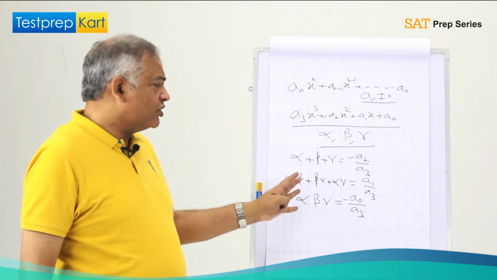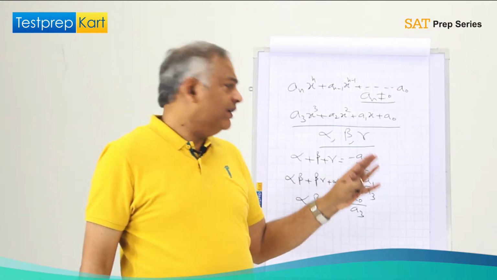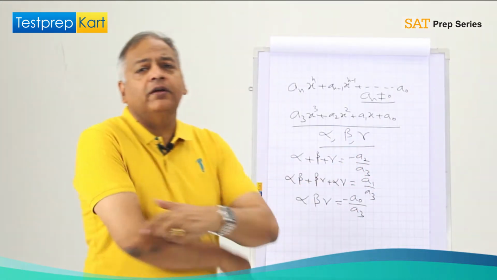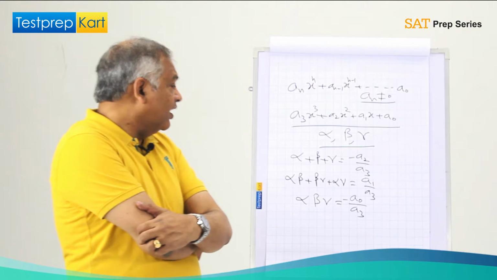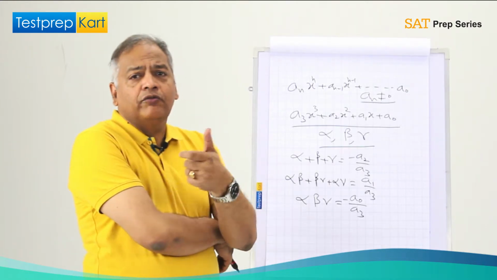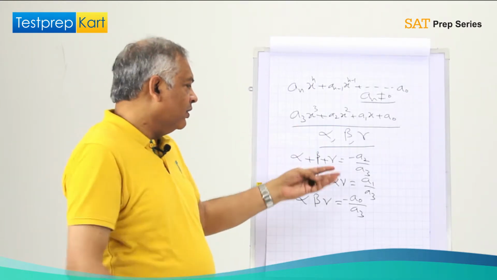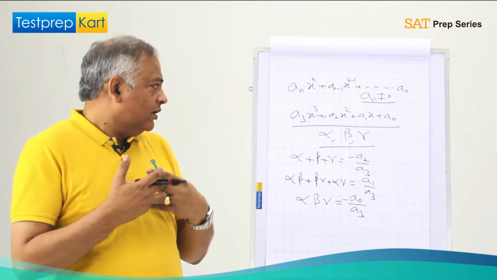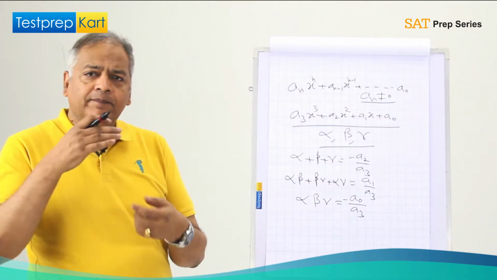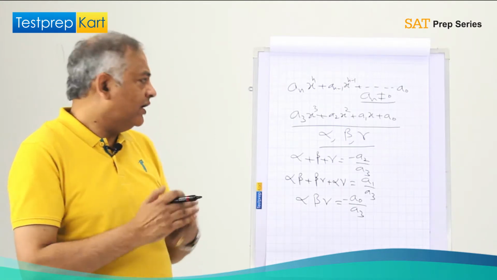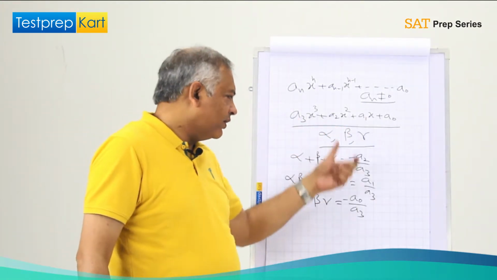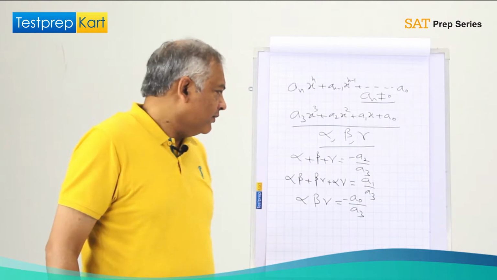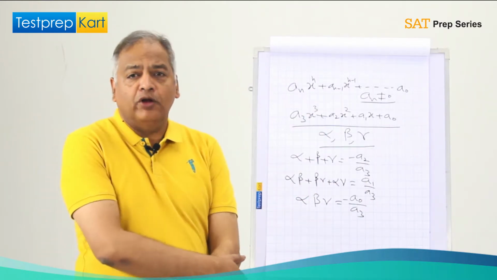So, there is a relationship between the roots and the coefficients of the polynomial. With the help of this relationship, we can find various things. In fact, with the help of the roots, we can find the polynomial, and with the help of the polynomial, we can find the roots, if you have a higher degree polynomial.